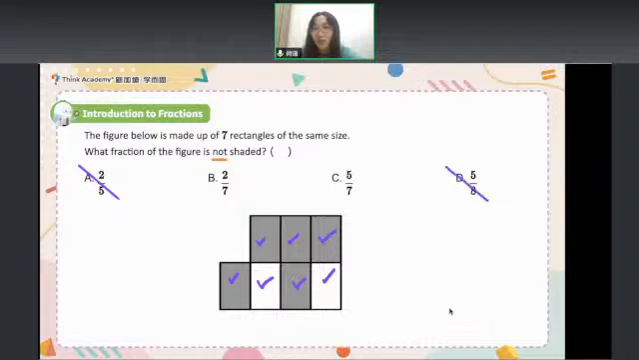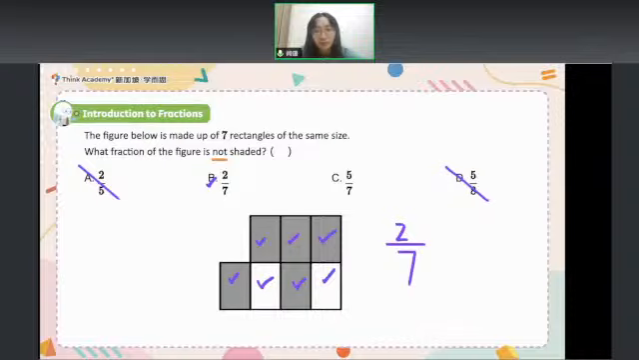And then some students say, I know, the answer is C, because there are 5 shaded parts. Is it correct? No, because the question is asking you for the part that is not shaded. So you just look at the white part. So altogether 2 out of 7. Choose B.